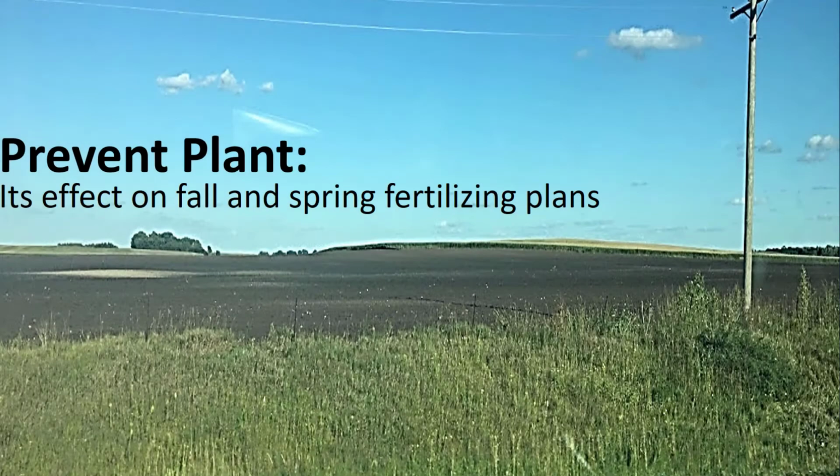And that Q&A session is going to be on the topic of prevent plant, its effect on fall and spring fertilizing plans. So this past year we've had a lot of rain in the early spring, and that's equal to a lot of late planting or no planting in a lot of our fields throughout South Dakota. So the question we're going to answer today is, how does that affect our fall and spring soil sampling and our fertilizing plans for next year?